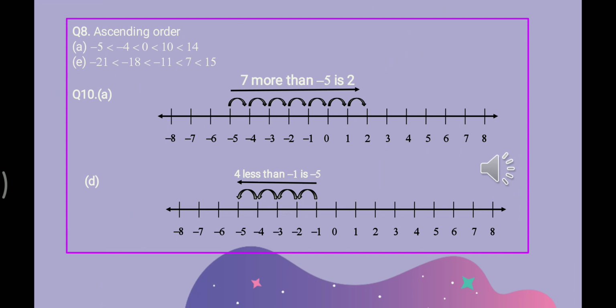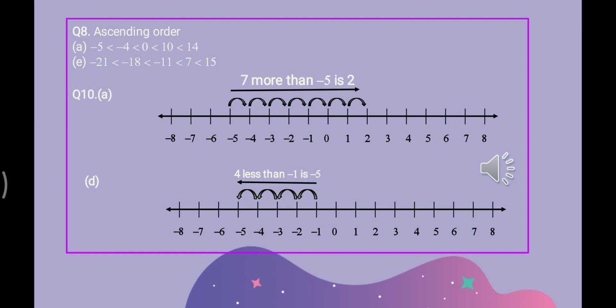In question number 8, we have to write the following numbers in ascending order. That means we have to write the numbers from smaller to greater. So first we have to find the smallest number among the following numbers. But it should be noted that we have already discussed in the definitions that when we go towards the negative numbers, the greater the number, the smaller it is in value.